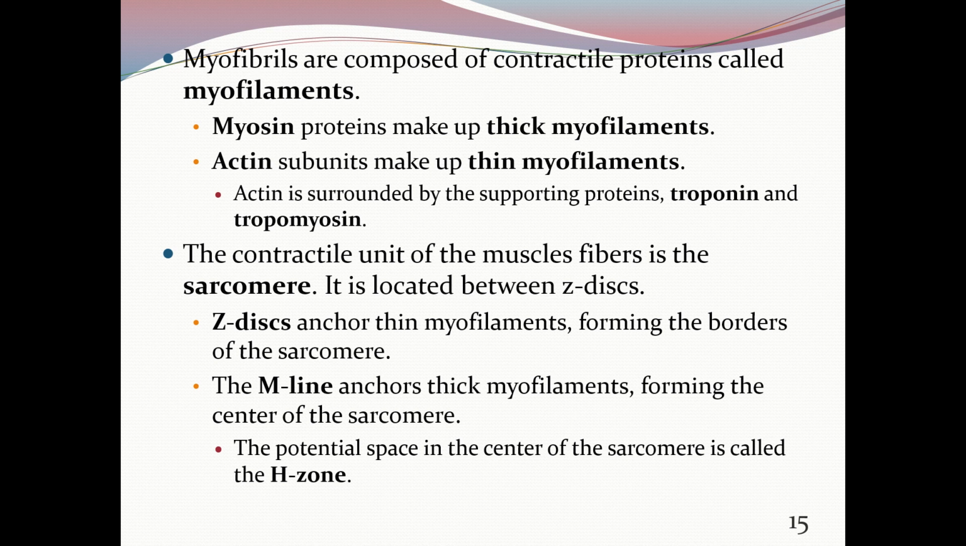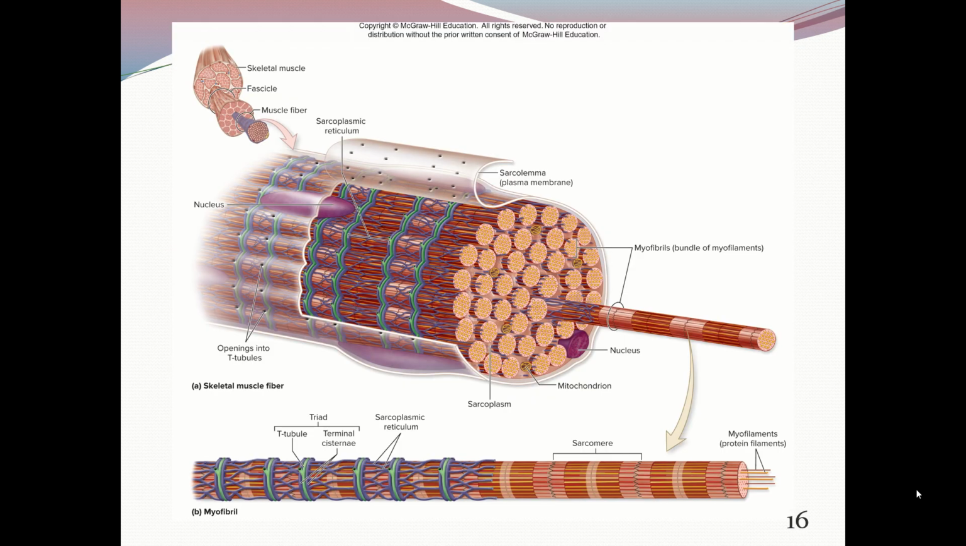The contractile unit of the muscle fiber is called the sarcomere, and the sarcomere is located between what are known as Z-discs. Z-discs zigzag, and that's what their name comes from, and they anchor the thin myofilaments, or actin, forming the borders of the sarcomere. The center of the sarcomere is going to contain the M line, and I think of M as middle, and this is what anchors the thick myofilaments, the myosin, and this forms the center of the sarcomere. There will be a potential space in the center of the sarcomere called the H zone. I think of this as the holding zone.